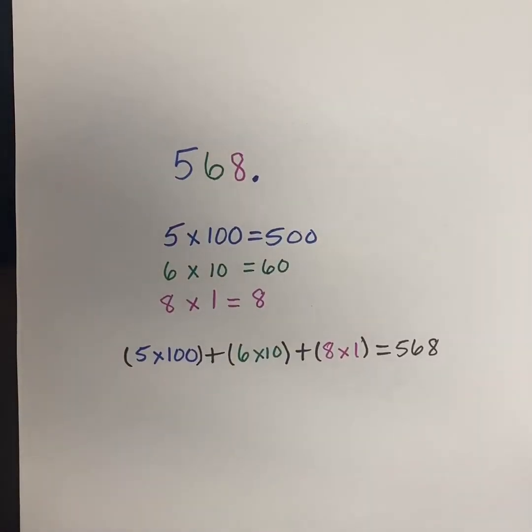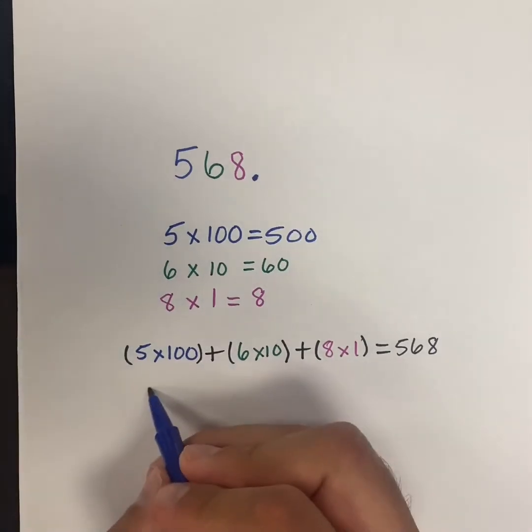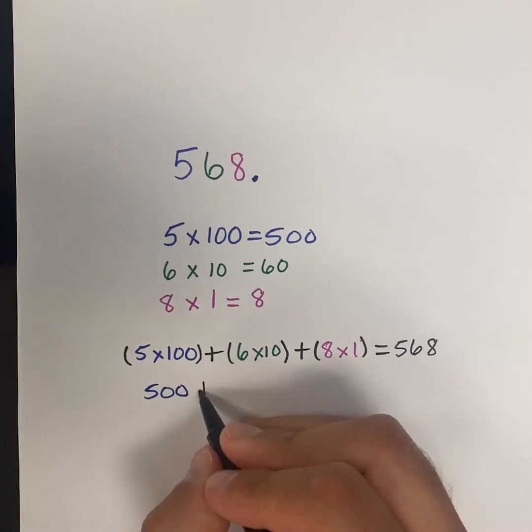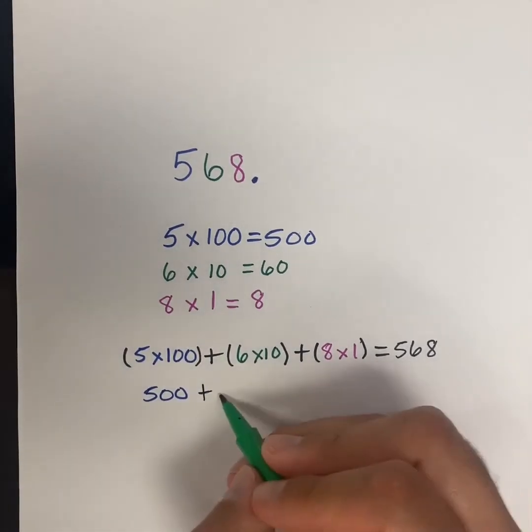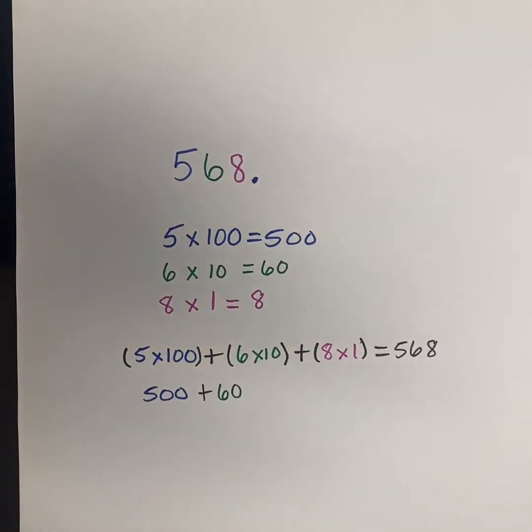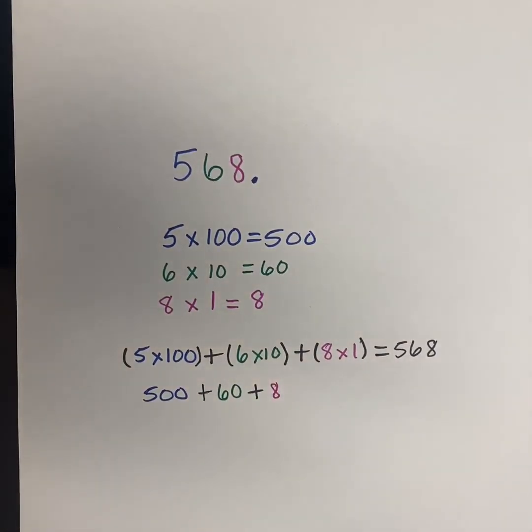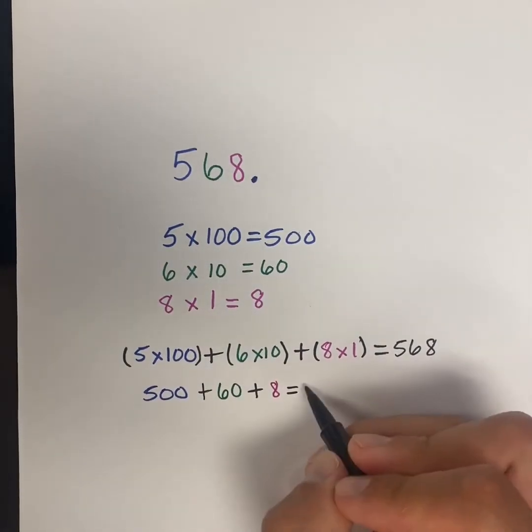And let me correct myself for just a quick moment. You could also simplify this and it would still be in expanded form. So we could rewrite this to actually just be 500 plus 60 plus 8. This would also be an acceptable answer.